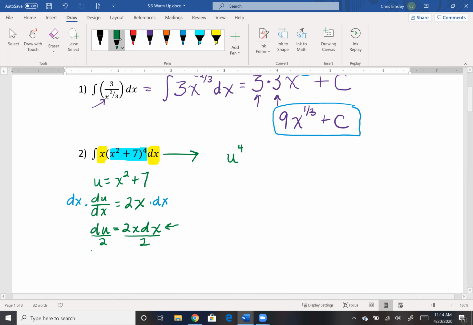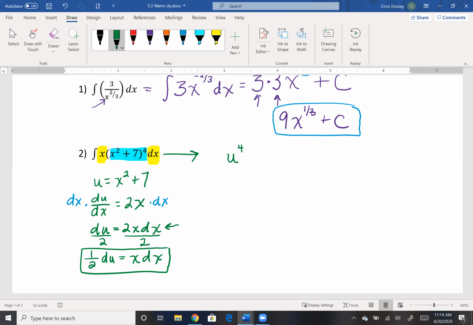Someone asked, do I have to? You don't have to, but to me it's easier to have that du separate because of what we're going to do in our future steps. So now the right-hand side matches exactly what I have highlighted in yellow up in my problem. So now I'm ready to do the substitution.